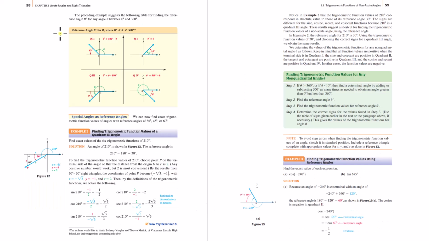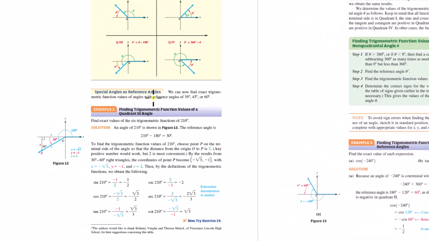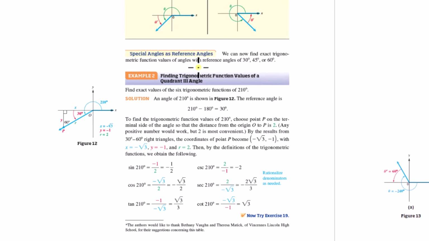Okay, the preceding example suggests, this is just like a summary of everything we just talked about. So, special angles as reference angles. We can now find exact trigonometric function values of angles with these reference angles. That's any of these 3 angles or any of these angles with those reference angles. So what are they talking about here? What they're saying is that with no context, we're given an angle, that's it. Find the trigonometric function values.